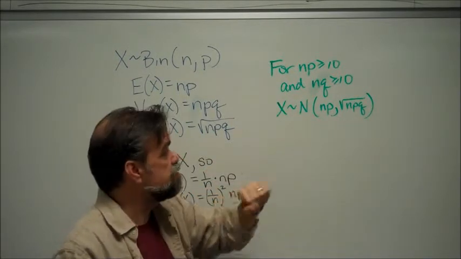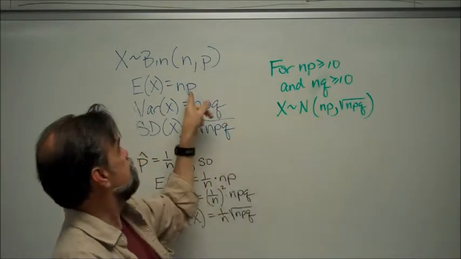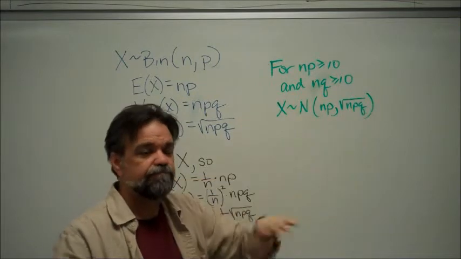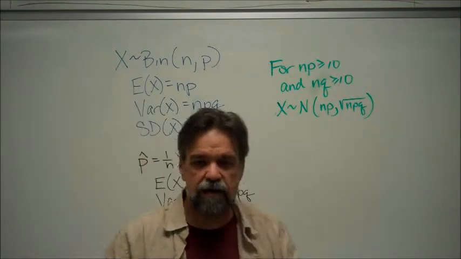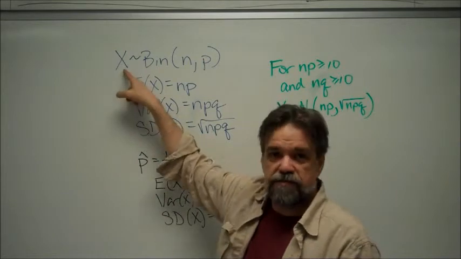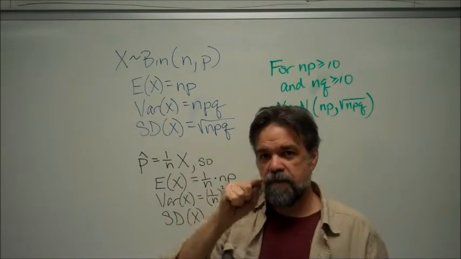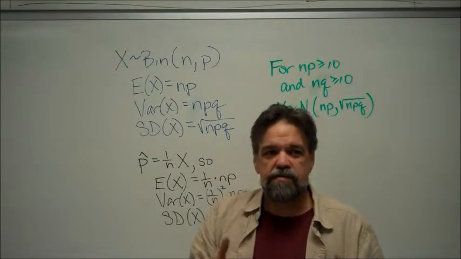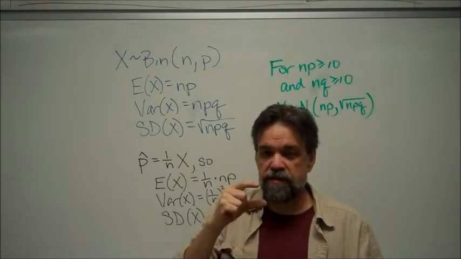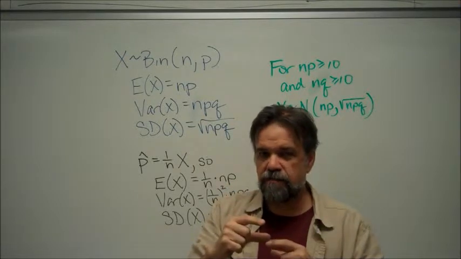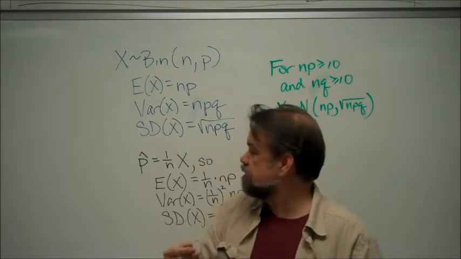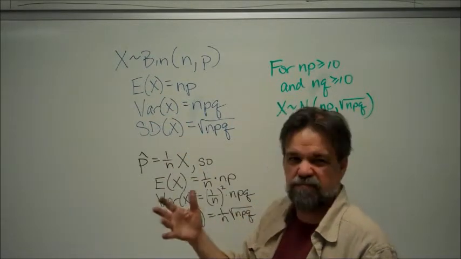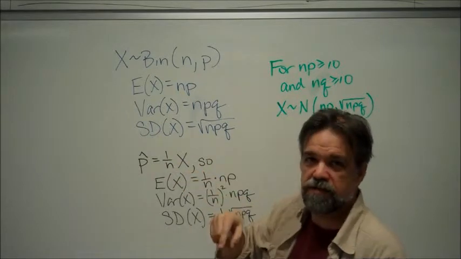It is practically normally distributed with a mean of np and a standard deviation of the square root of npq. Okay? That's all fine and good. However, we're not that interested in x. We're interested in p hat, the sample proportion. Now, what is p hat? How do you calculate a proportion? Well, you take the number of successes and you divide that by the number of people you asked. In other words, it's going to be x divided by n. Or I decided to write it 1 over n times x.